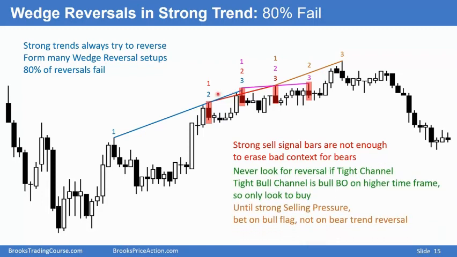Very tight channel. I don't have the bottom of the channel drawn, but you can see it's a very tight channel. It's a bull breakout on a higher time frame chart, so you should only be looking to buy. Until there's reasonably good selling pressure, bet that each reversal will become a bull flag, not a trend reversal, and buy above a bull bar after every reversal down.